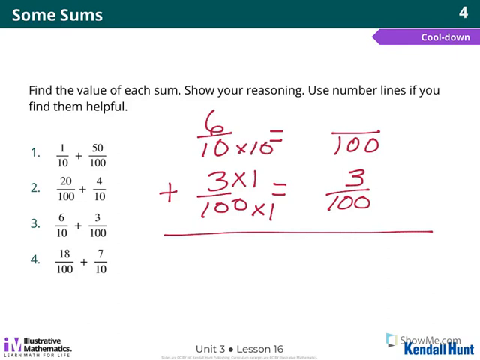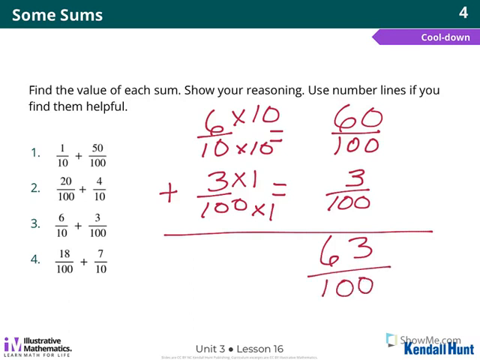10 times 10 is 100. What you do to the bottom, you do to the top. 6 times 10 is 60. 60 hundredths plus 3 hundredths gives me 63 hundredths. You cannot write this one as tenths. It has to be written as hundredths.